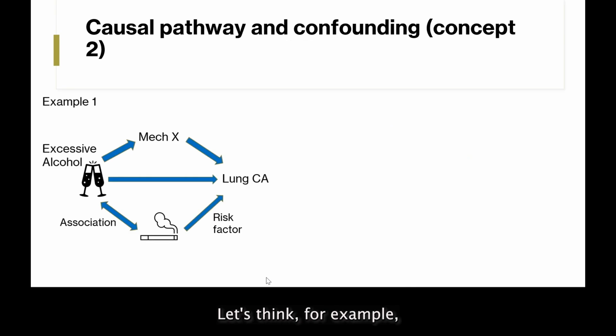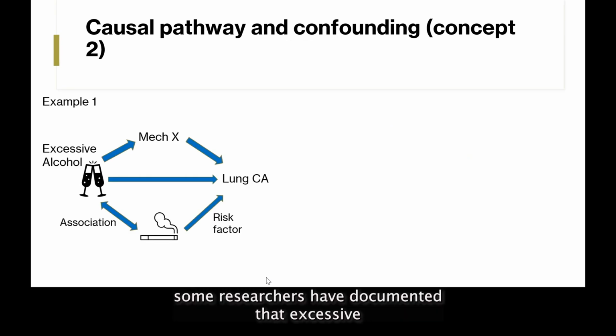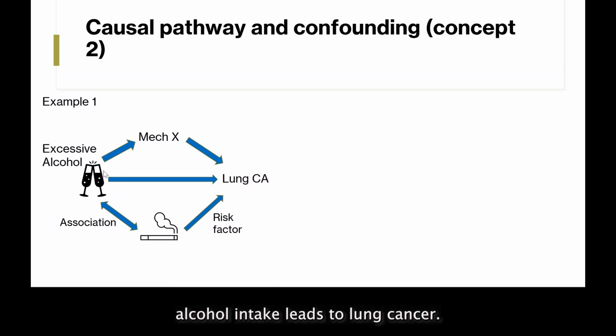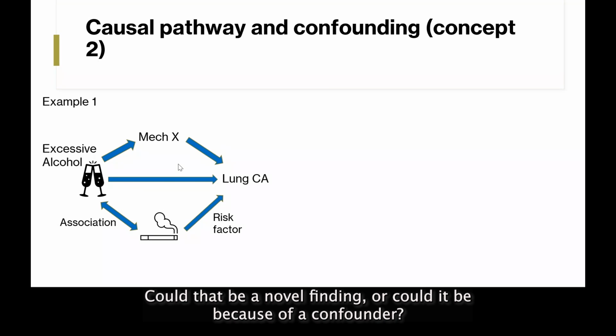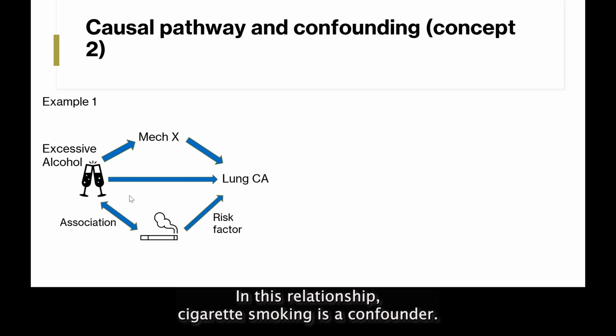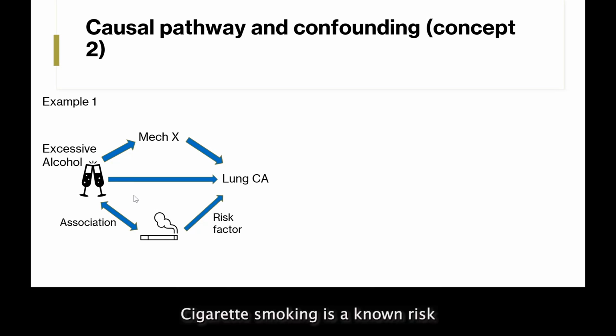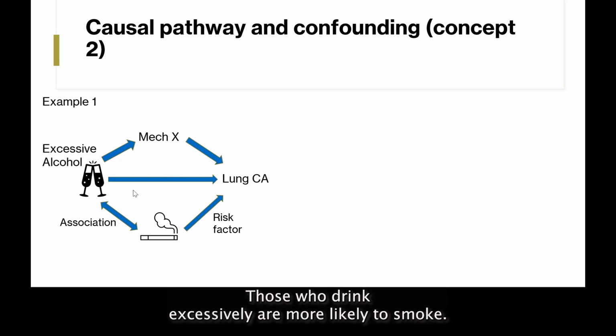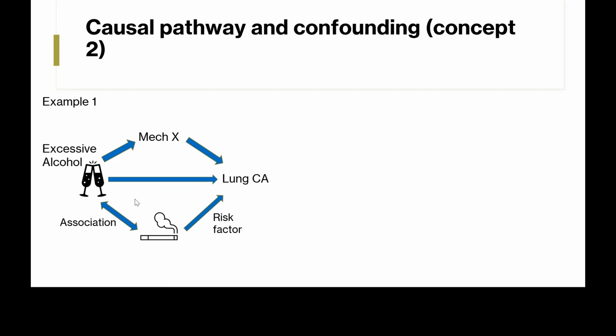Let's take, for example, some researchers have documented that excessive alcohol intake leads to lung cancer. Could that be a novel finding, or could it be because of a confounder? Think about it. In this relationship, cigarette smoking is a confounder. Cigarette smoking is a known risk factor for lung cancer. Those who drink excessively are more likely to smoke. You see the confounding relationship.